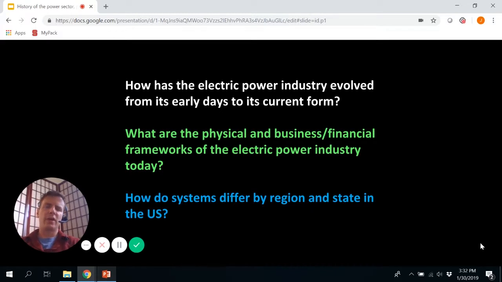So here are the quasi-exam questions for not only today, but the next lecture, part two of this history lesson as well. The first question is, how has the electric power industry evolved from its early days to its current form? Question number two is, what are the physical and business financial frameworks of the electric power industry today? And question number three is, how do systems differ by region and state in the United States?